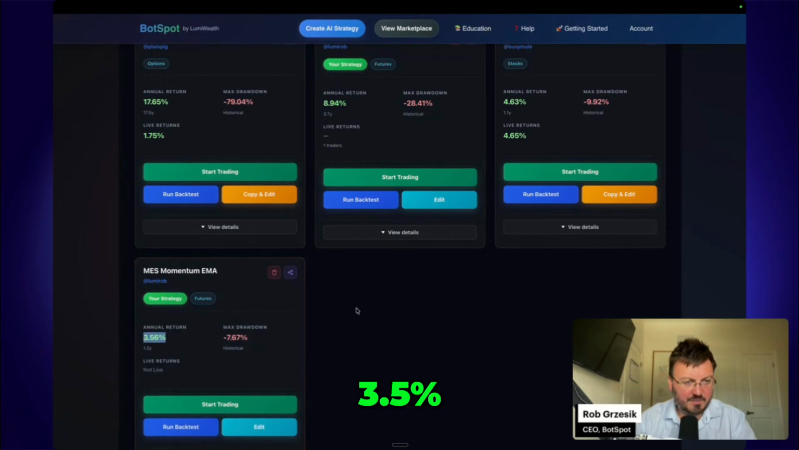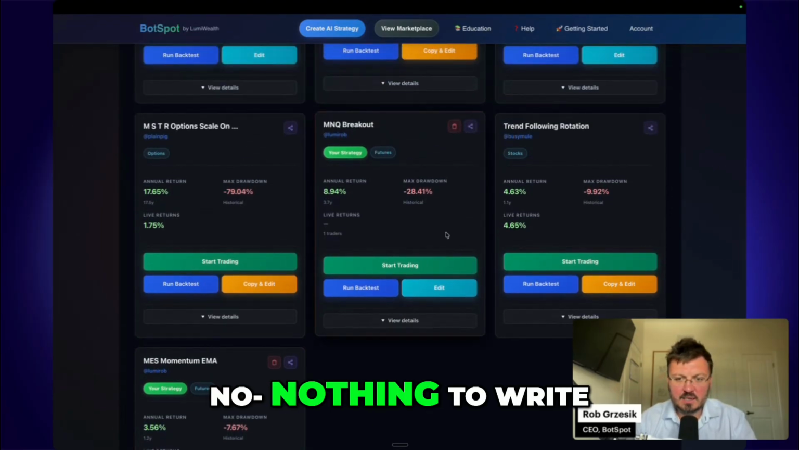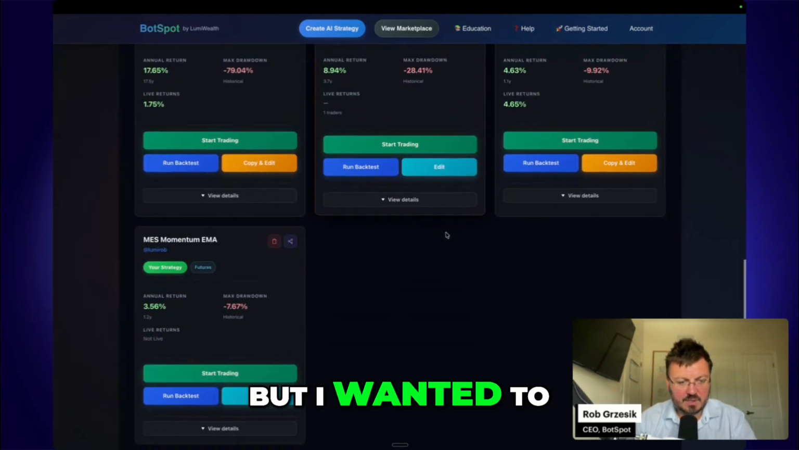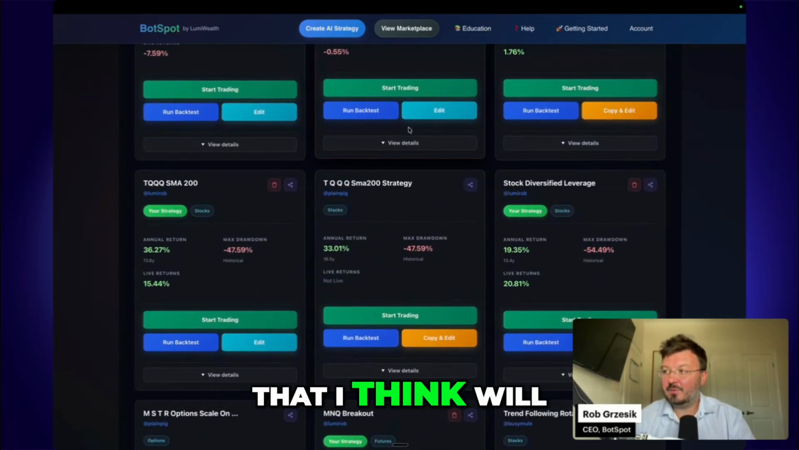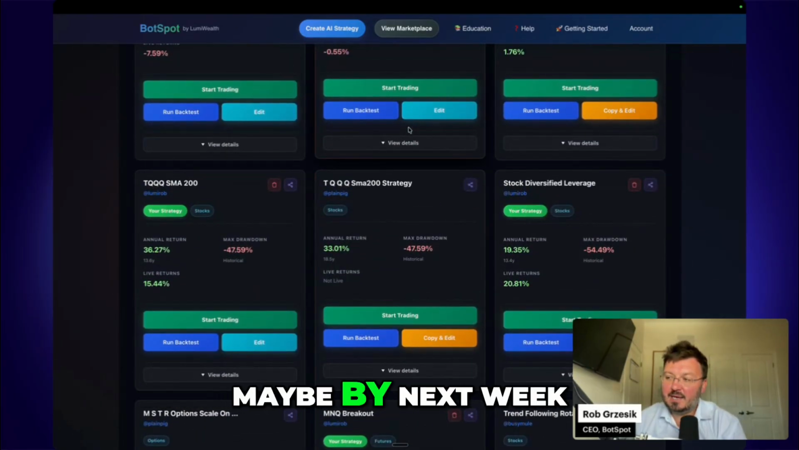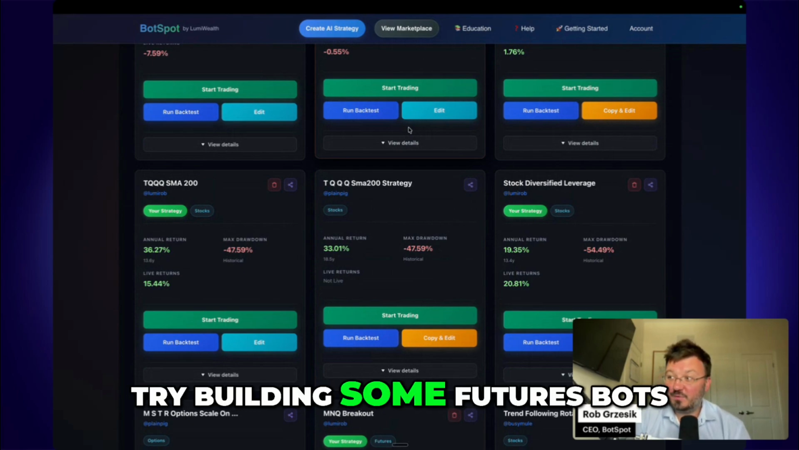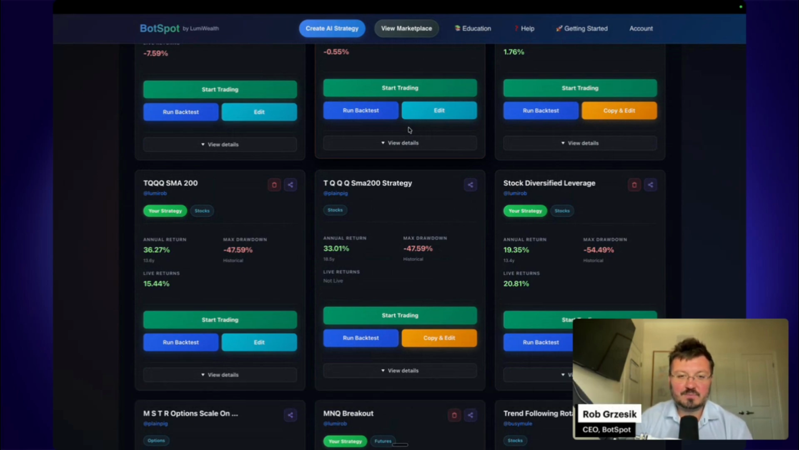9%, 3.5%. So nothing to write home about just yet. But I want to point out that we do have some futures strategies up there that I think will be pretty interesting. Maybe by next week, we could even try building some futures bots. I think that'd be pretty cool.